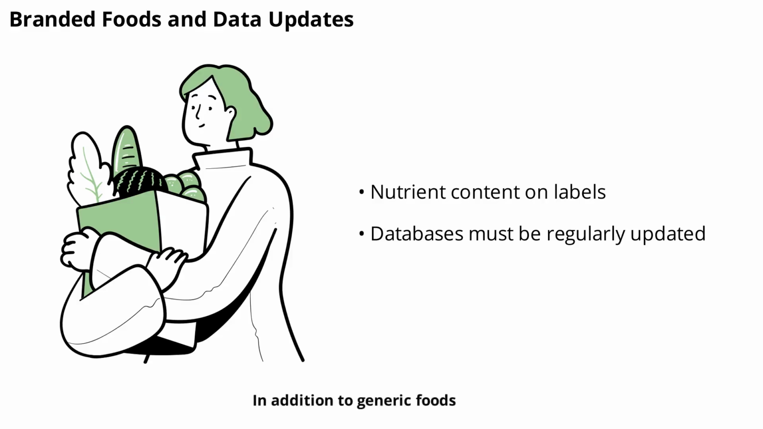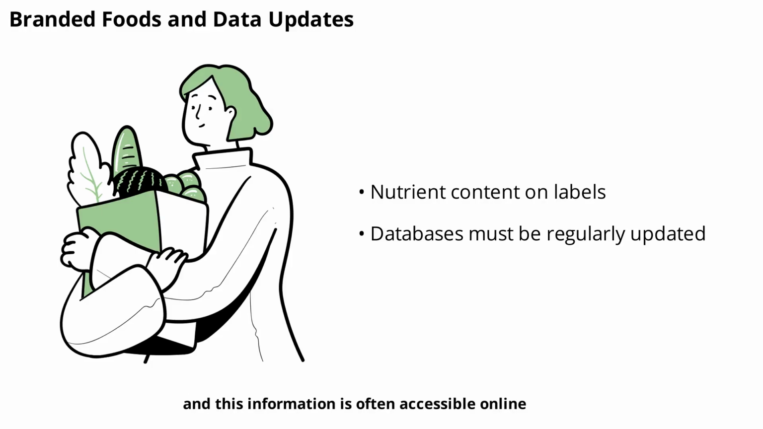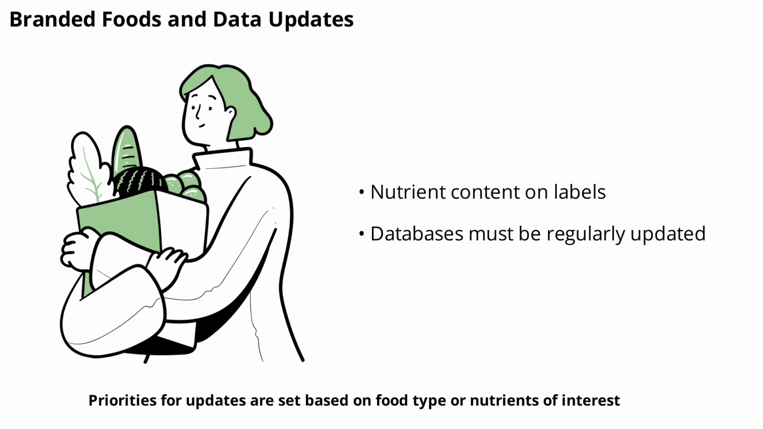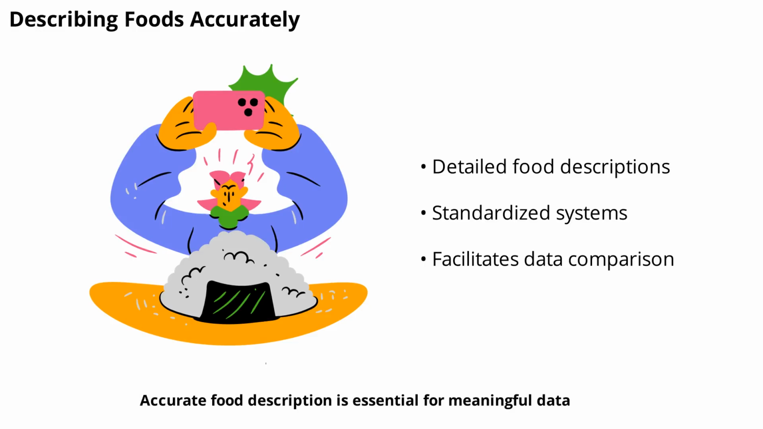In addition to generic foods, data for branded products is increasingly available, especially in Europe. Regulations require nutrient content on labels, and this information is often accessible online. Databases must be regularly updated to include new foods and reflect changes in product composition. Priorities for updates are set based on food type or nutrients of interest, ensuring that the most relevant data is always available for users. Accurate food description is essential for meaningful data.